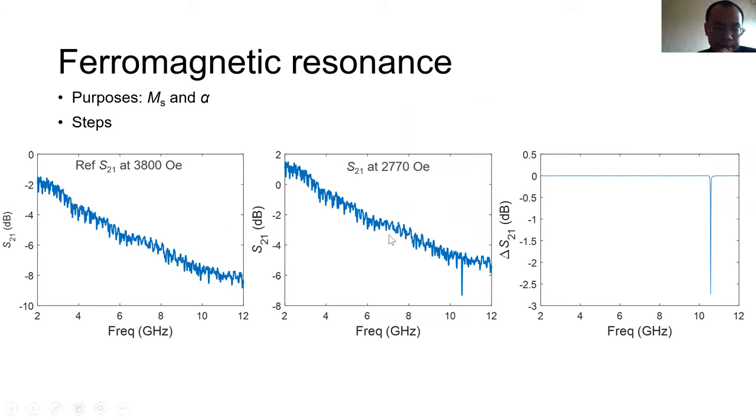We measure the S21, the transmission parameter, at the field and frequency of interest. And at last, we do the subtraction, and then we can get a very good resonance curve, simply due to the uniform precession of the spins in the magnetic films. There are no other circuit effects in this curve, because we already have done the subtraction here.